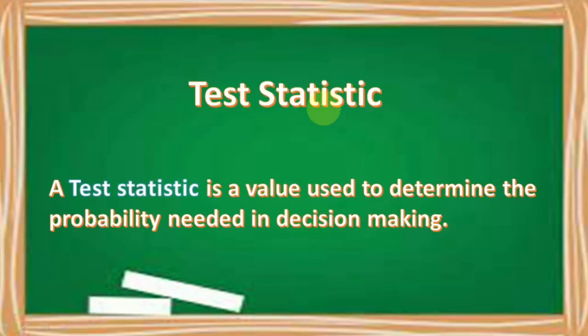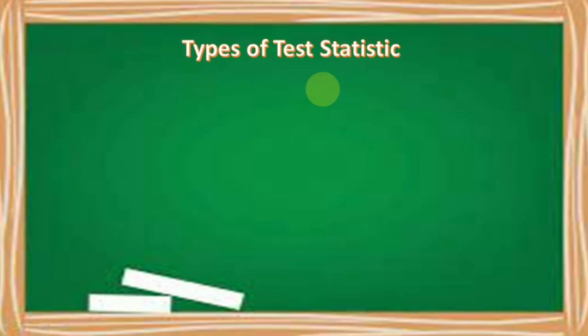Let's have now the test statistic. A test statistic is a value used to determine the probability needed in decision making. We have two types of test statistic: the Z statistic and the T statistic.